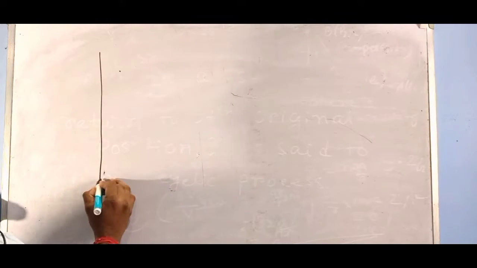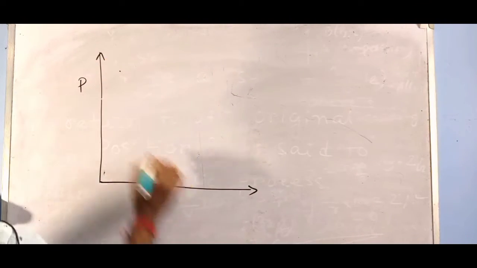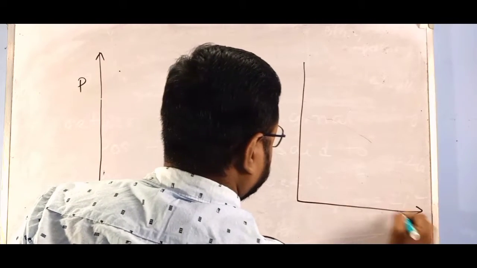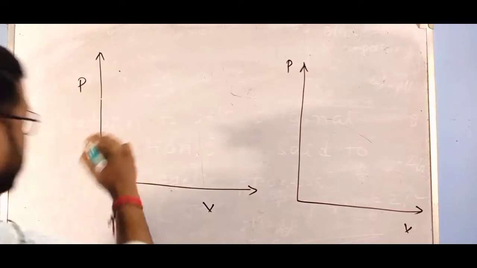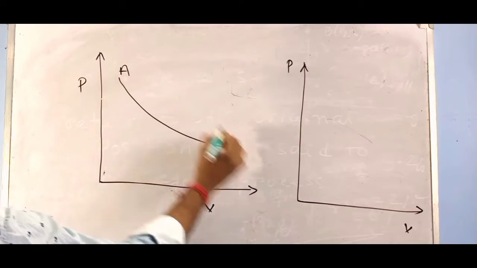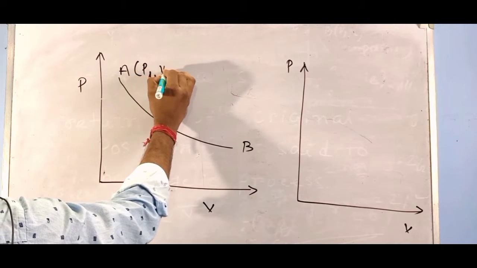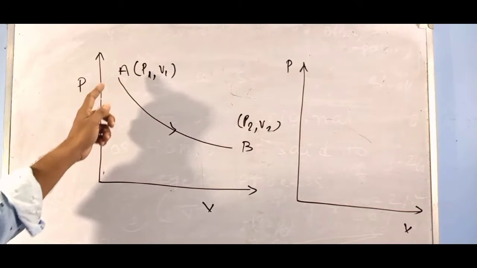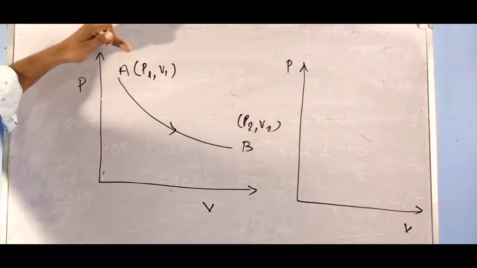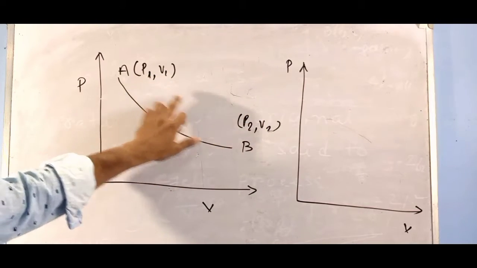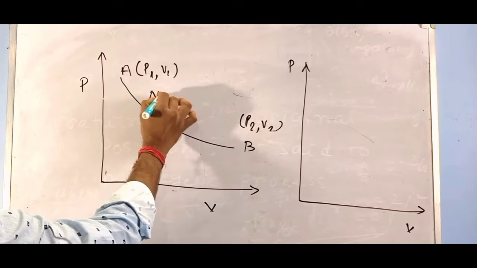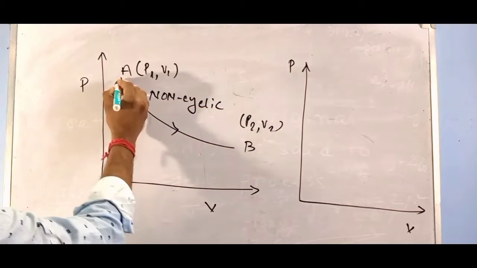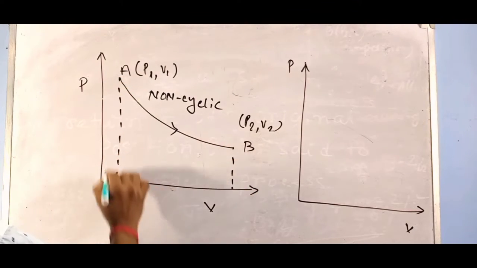I draw two diagrams for non-cyclic and cyclic process. A and B, the coordinates here are P1 V1 and here P2 V2. If the process continues from A to B, that is the pressure changes from P1 to P2 and volume changes from V1 to V2, then this process is called non-cyclic because it does not return to its original position.